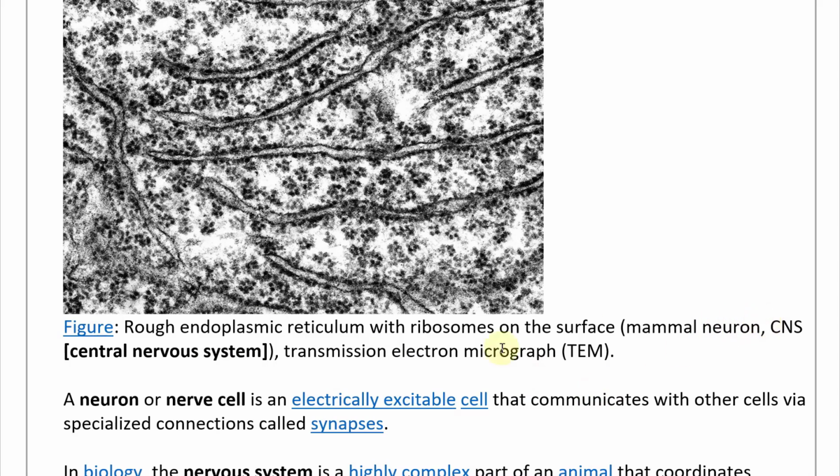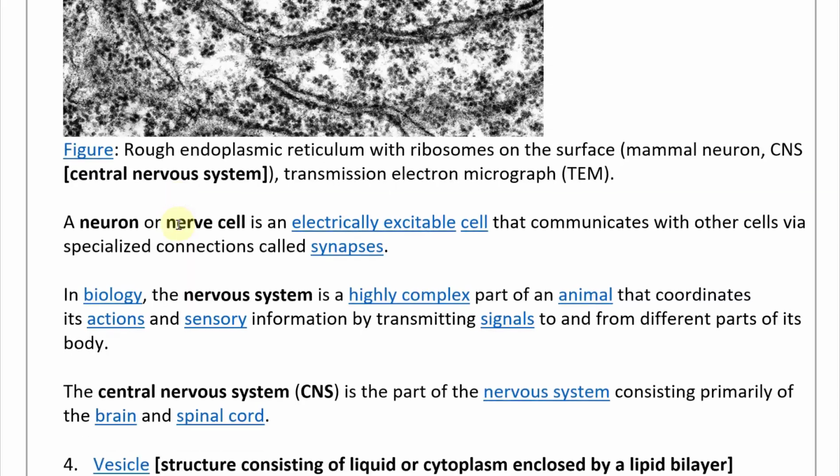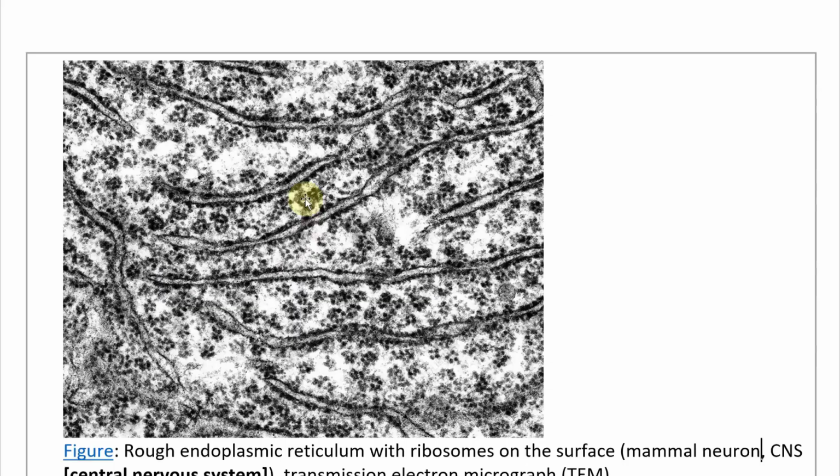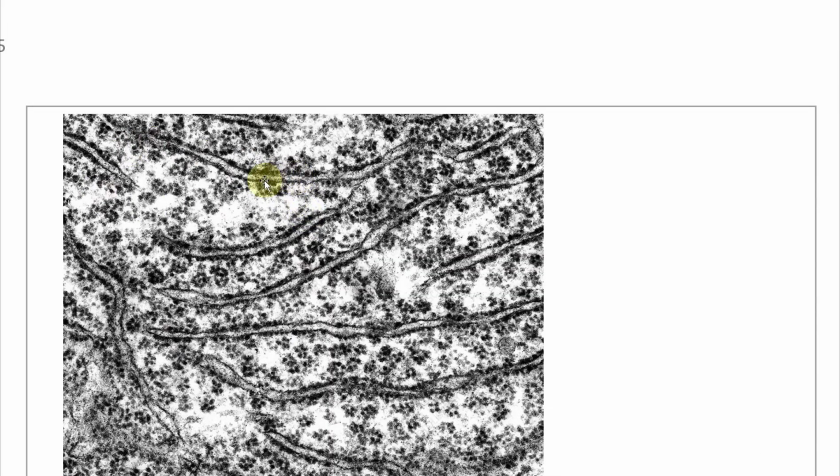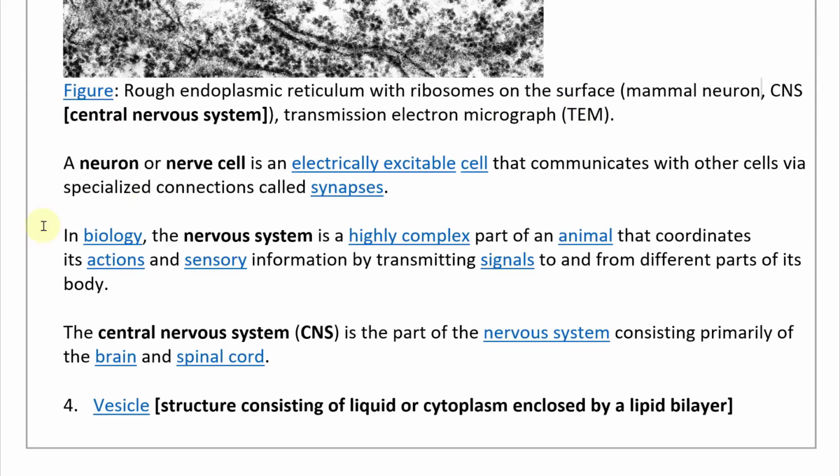Yeah, this neuron is from the central nervous system, and this is a transmission electron micrograph, or electron microscope image, or TEM. We'll possibly get to that later in this video. And basically we have the rough endoplasmic reticulum, and there are those dots where the ribosomes are. So very fascinating stuff. Let's continue further.